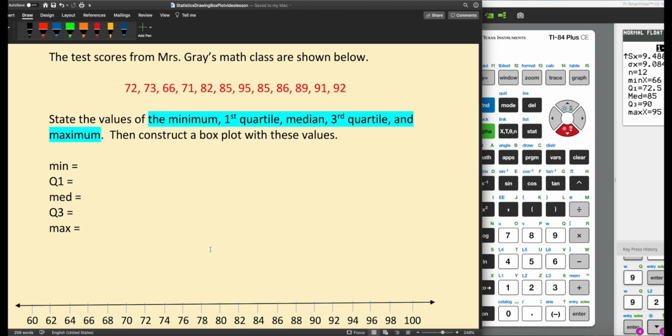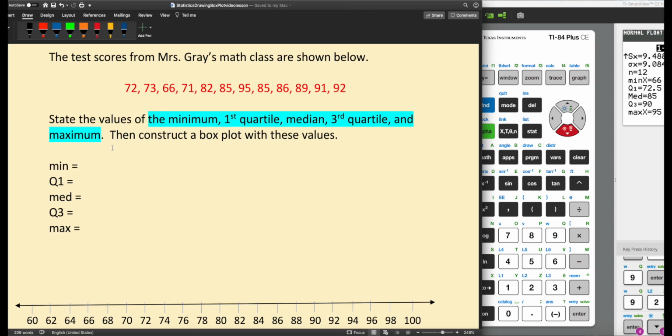Okay, so it says here the test scores from Mrs. Gray's math class are shown below, and it says state the values of the minimum, first quartile, median, third quartile, and max. Then construct a box plot with these values. Now, one thing you have to know is the Regents is not going to provide this written out like this, guys. I did that just to organize my information, because if I was writing everything out with my writing pad here, it would be very sloppy. So I want you to see exactly what I'm doing, so I have it all set up for you.